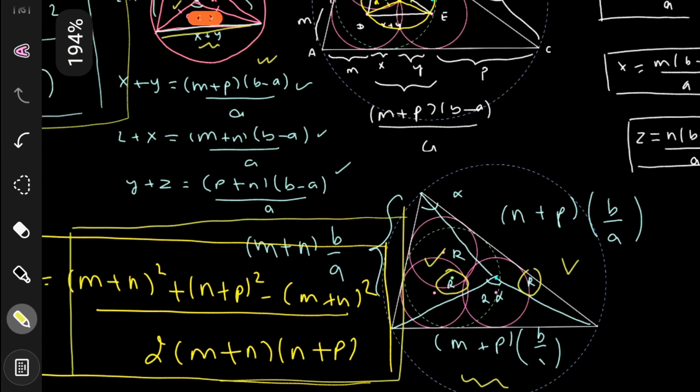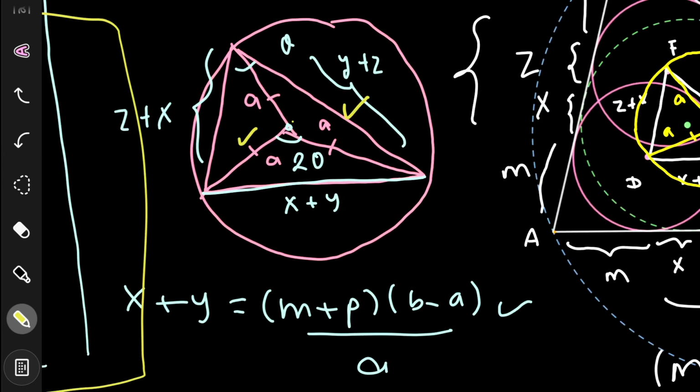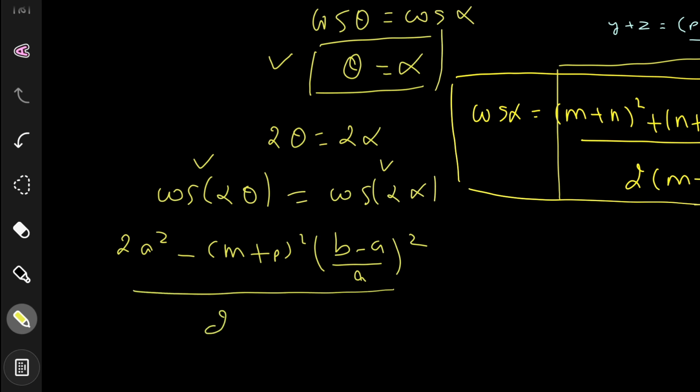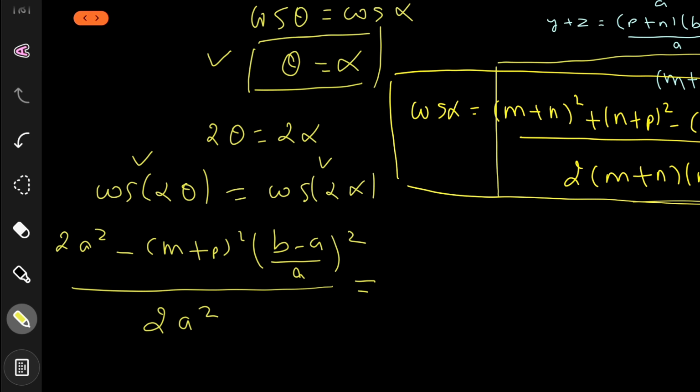Now what about 2 theta? Recall this circle. In this circle also the angle subtended at the center was 2 times theta, and that is present in this triangle. The side lengths are a, and the opposite side is x plus y, that is (m plus p) multiplied with (b minus a) upon a. So from the triangles that we have just seen, the value of cos of 2 theta would be 2a square minus (m plus p) the complete square multiplied with ((b minus a) upon a) the complete square, divided by 2 times a square. This thing would be equal to cos 2 alpha.